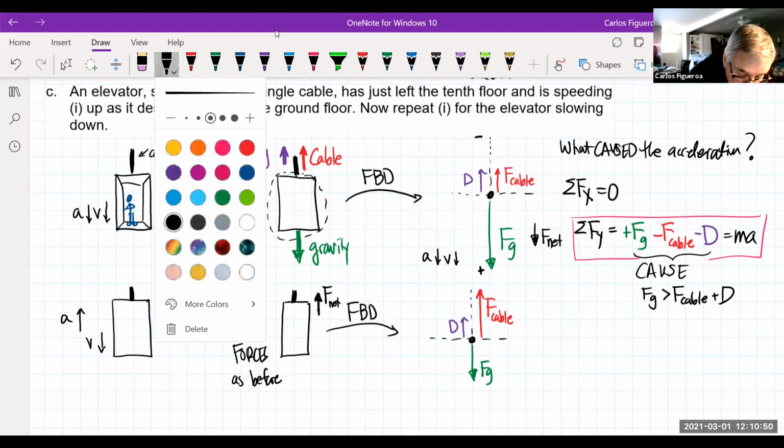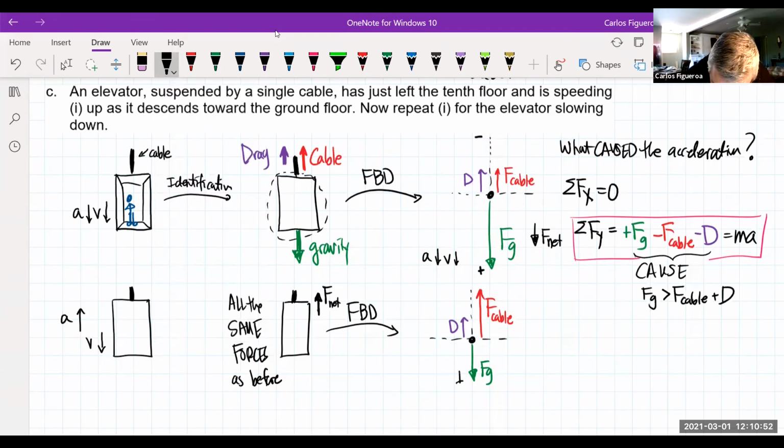So again, look at how I picked this up. My velocity is what? That is still positive. But now I have deceleration. And if I have deceleration, you could see here that the net force must be upwards. So here we go. Again, sum of the forces is 0. What about in the y direction? So the forces look exactly the same.